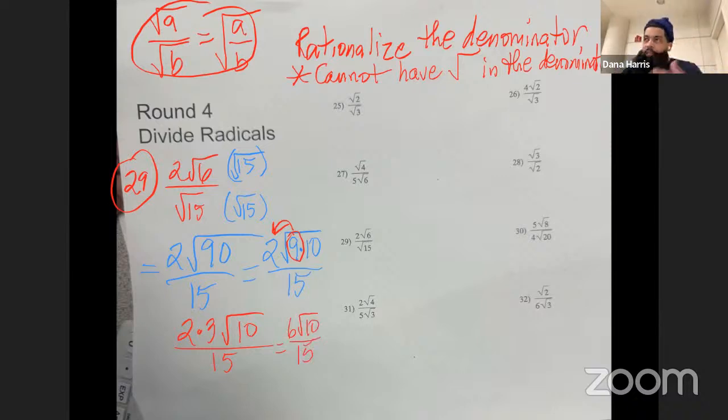Now, we can reduce that 6 and that 15, it's like a fraction. So 6 over 15, 6 and 15 are both divisible by 3, right? So 6 divided by 3 is 2. Keep the square root of 10. 15 divided by 3 is 5. So boom. All right, and that's 29.